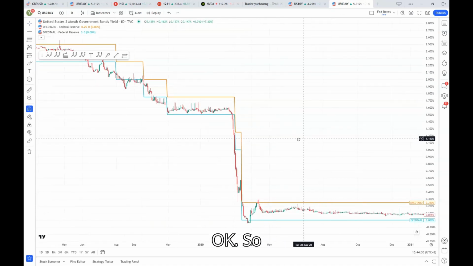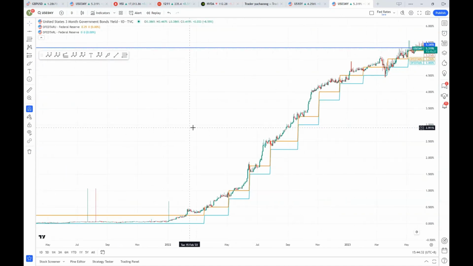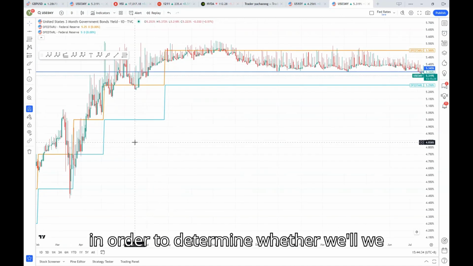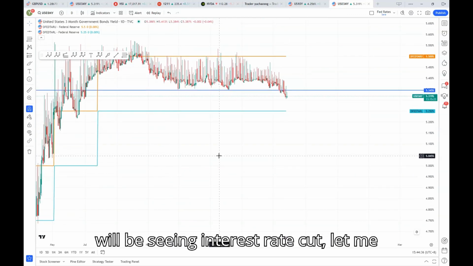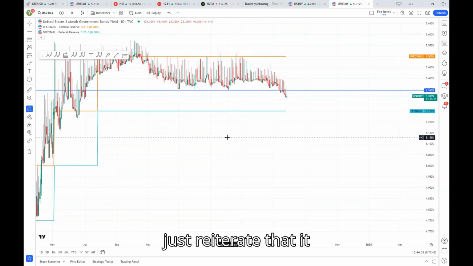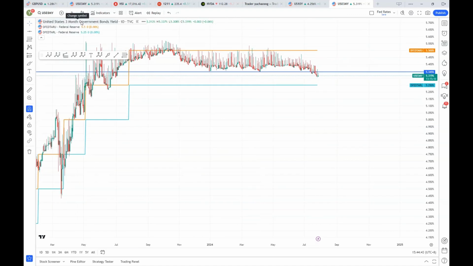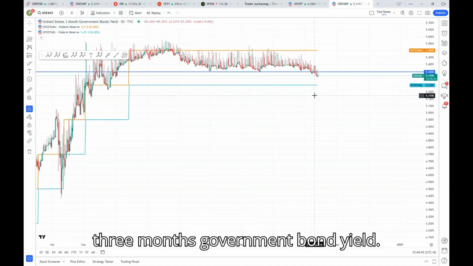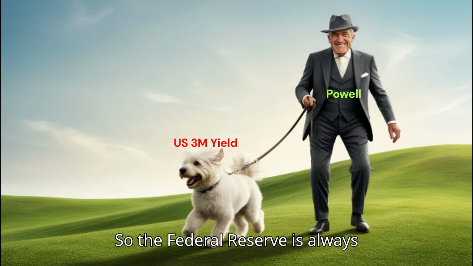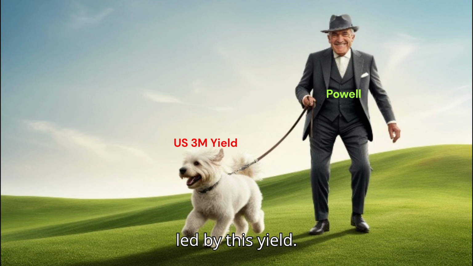So in order to determine whether we will be seeing an interest rate cut, let me just reiterate that it will be because of the 3 months government bond yield. The Federal Reserve is always led by this yield.